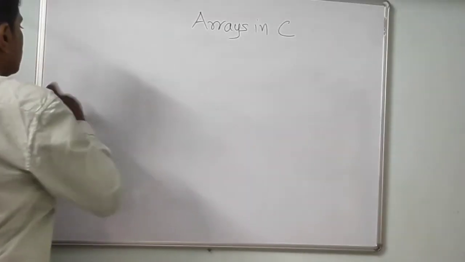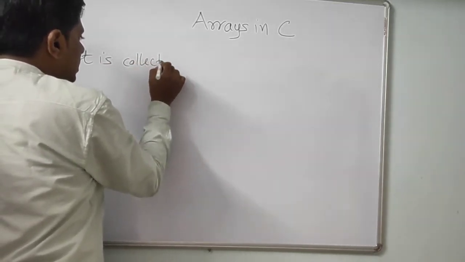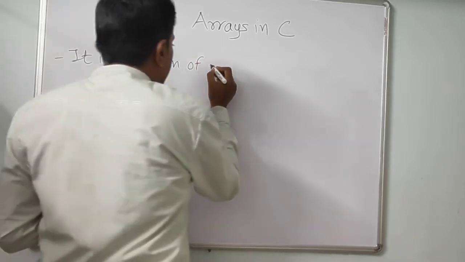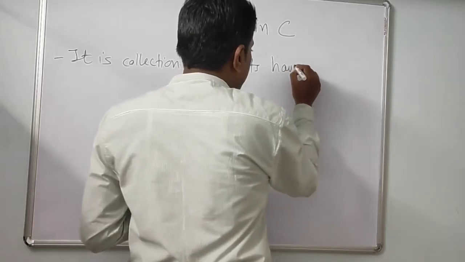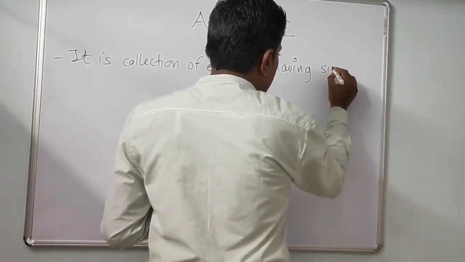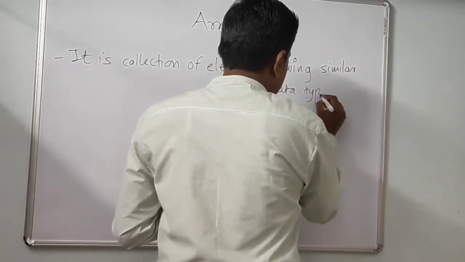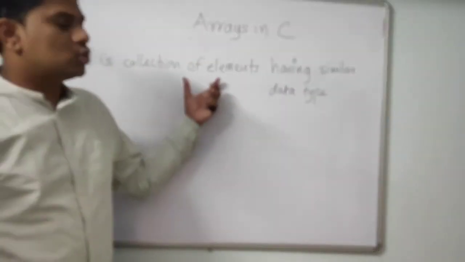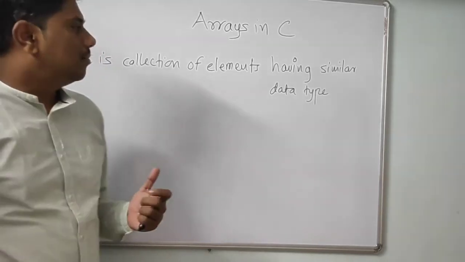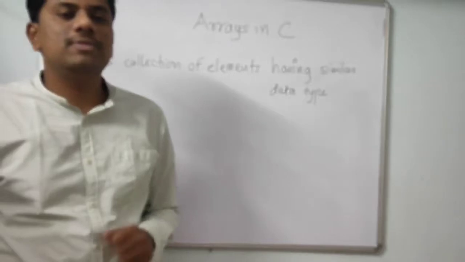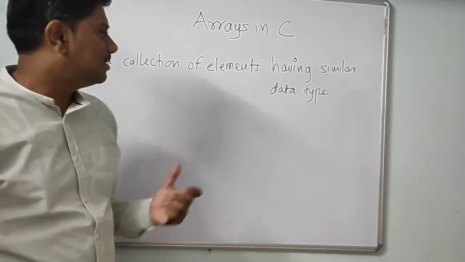Definition of array. See, it is a collection of elements having the same or similar data type. We can store any number of elements in an array, but those elements should be of the same data type. So an array is a collection of elements having the same data type. That is the definition of array.